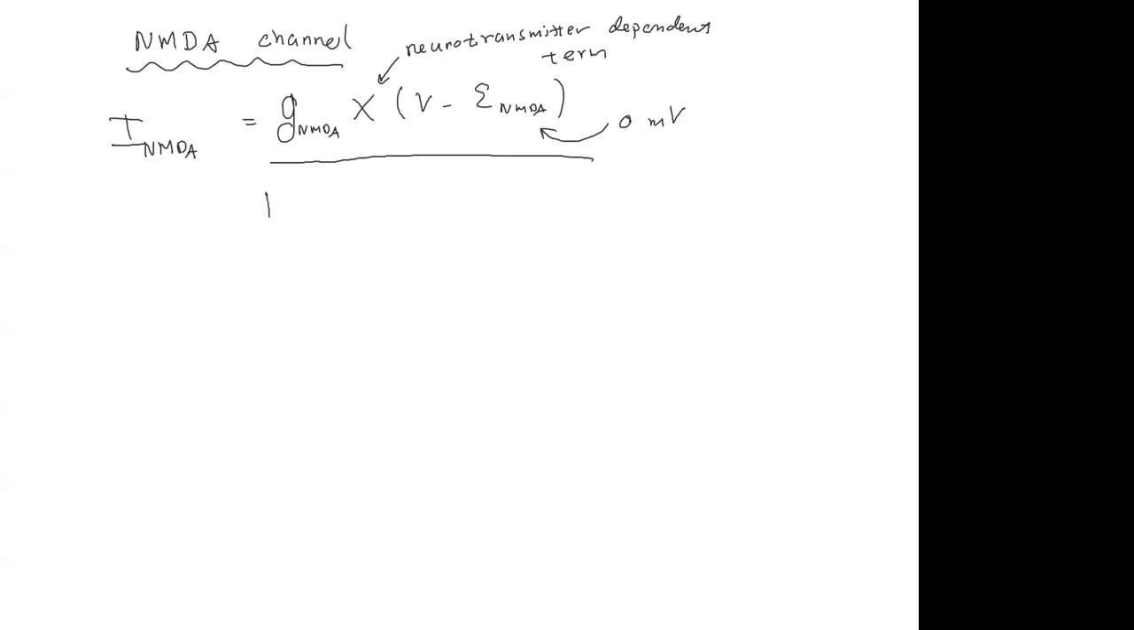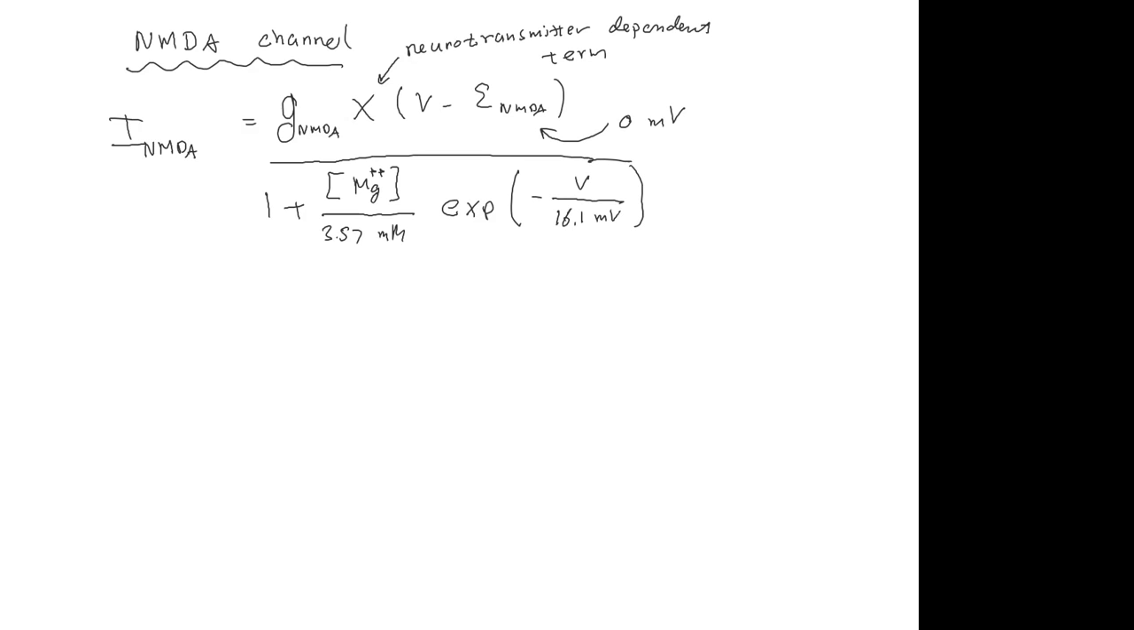So it's 1, the usual 1, plus the concentration of magnesium, another doubly charged ion in the brain, over 3.57 millimolar. I think it's millimolar. Minus V divided by 16.1 millivolts. Okay.